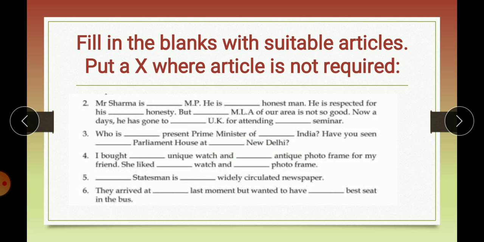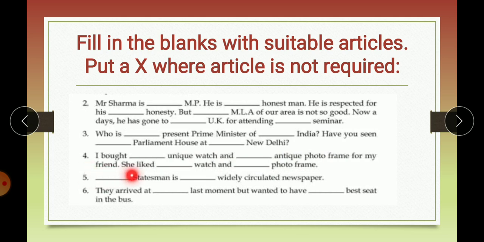Now fourth one, I bought a unique watch. Now it is U. Unique starts with letter U. U is a vowel, but it is not having a vowel sound. So we are putting a, because vowel sound of U should come like in umbrella, जैसे U की sound आती है. So it is not sounding the same. So it is a unique watch and an antique photo frame for my friend.